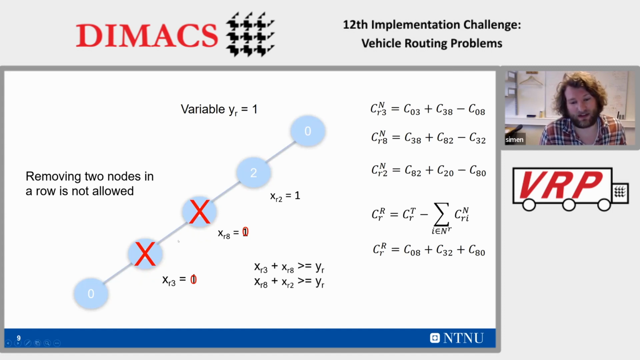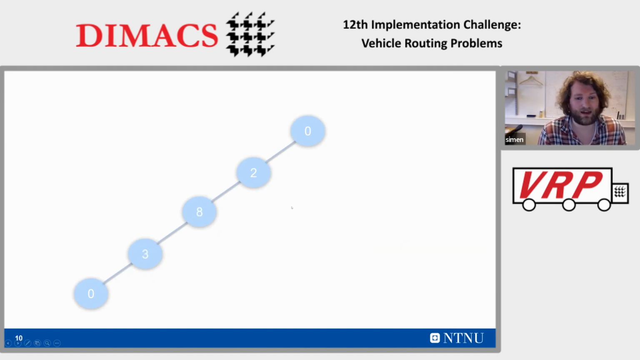So basically, what we have here is an expression that if we choose to use this route here, then X_R3 and X_R8, at least one of them has to be 1 for the model to be legal. But we can also remove nodes. Sorry, not remove. We can also add nodes.